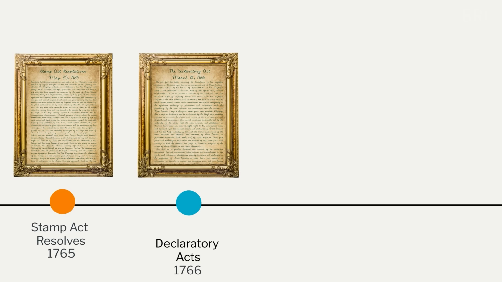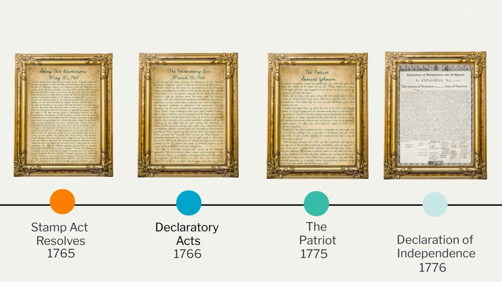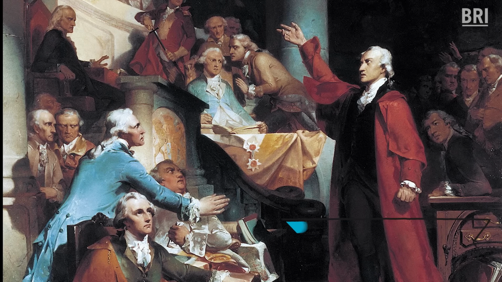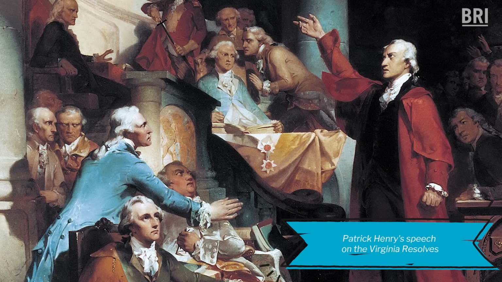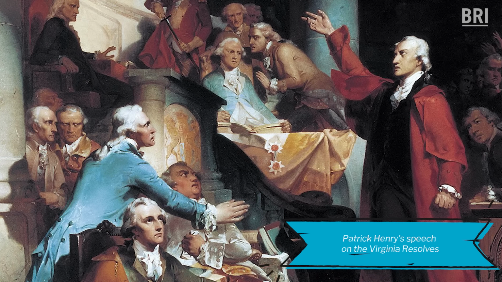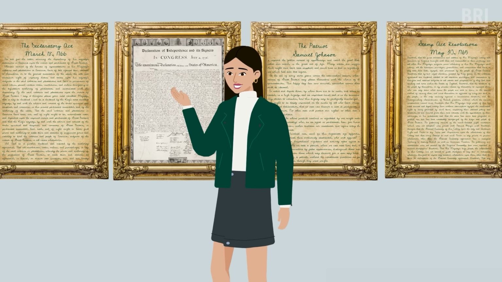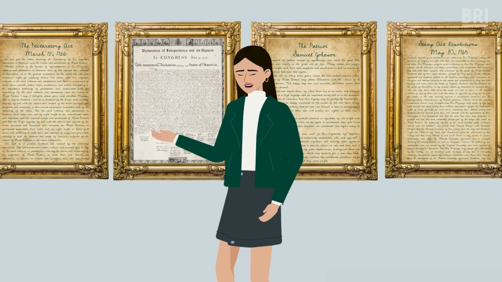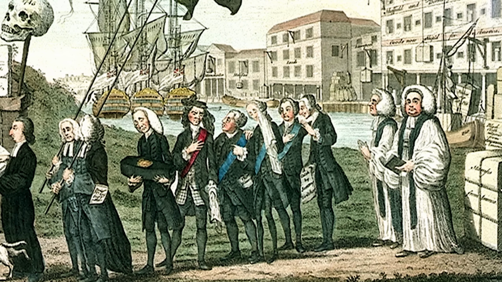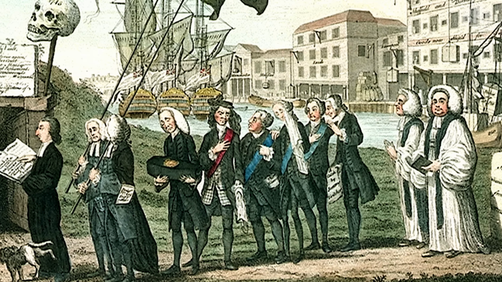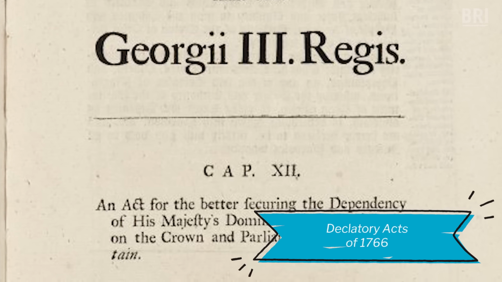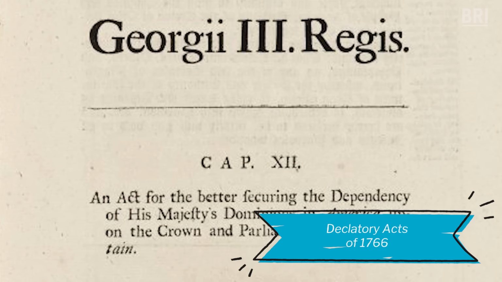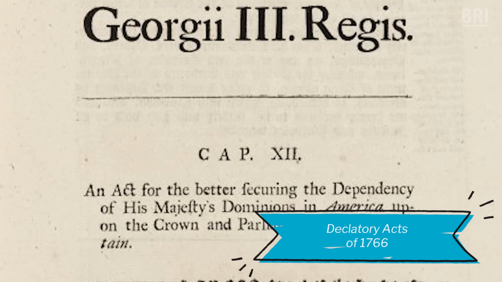Let's begin by placing these documents in historical context. The Stamp Act Resolves of 1765, passed by the Virginia House of Burgesses, was a direct response to British taxation with the Stamp Act, where colonists declared that they should not be taxed without representation. The protests against the Stamp Act, like the Stamp Act Resolves, led to its repeal. In reaction, Britain passed the Declaratory Act in 1766, asserting full control over the colonies.